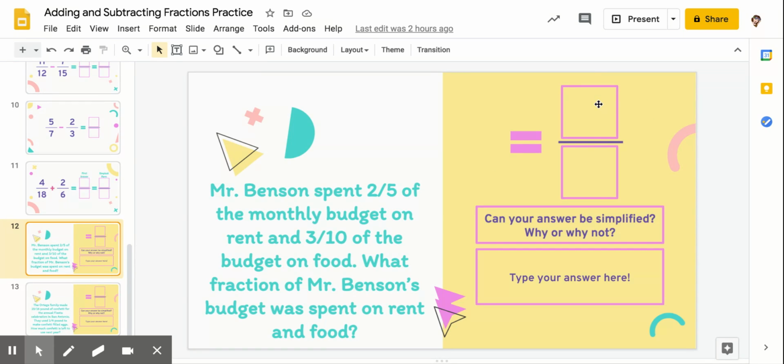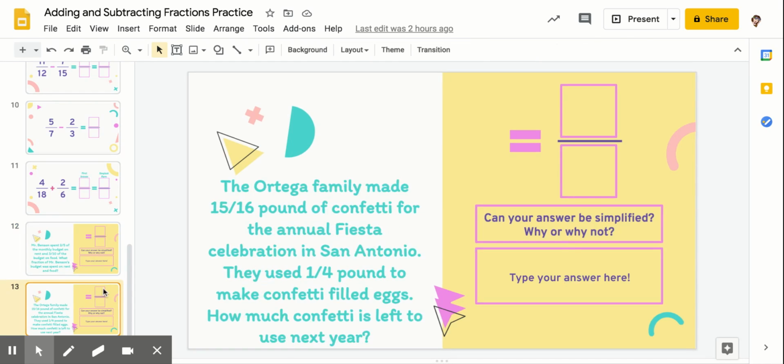You will put your final answer here, whether that can or cannot be simplified. And then it's going to ask you, can your answer be simplified? Why or why not? If it can, tell me why. If it cannot, tell me why. And you're going to type that little phrase right here, however you want to phrase it. Same thing for the second word problem as well. Type your answer here. Let me know if it can be simplified, why or why not, right here.